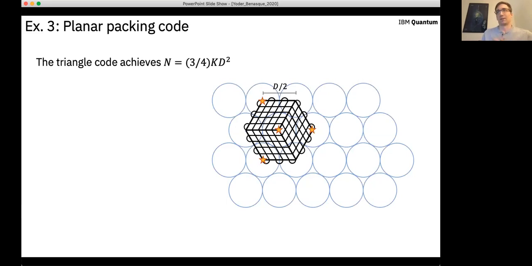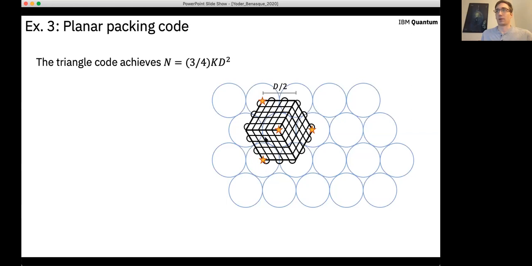And then example 3, there's 4 examples. Example 3 is this planar packing code, is what I'm calling it for now. So the triangle code achieves 3/4 kd squared, as I said before. And we maybe don't want to go to higher genus surfaces, like the stellated codes in the previous slide. So what can we do just in the plane? If these stars here represent the twist defects, or the odd degree vertices, perhaps we can pack these into the plane efficiently. So what does that look like?